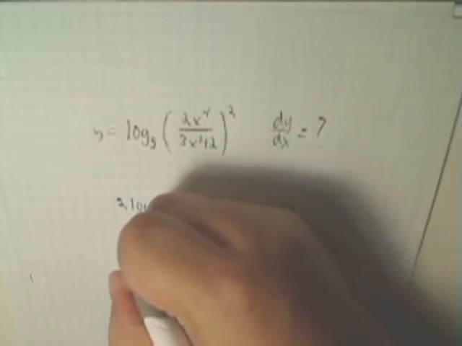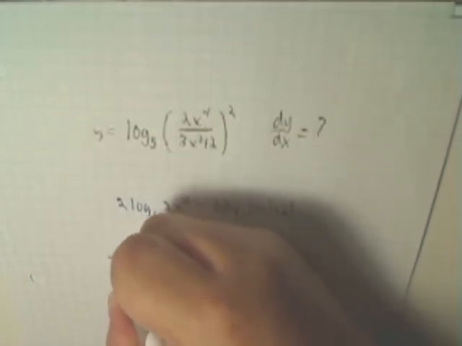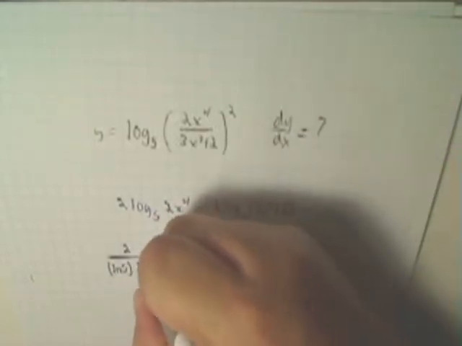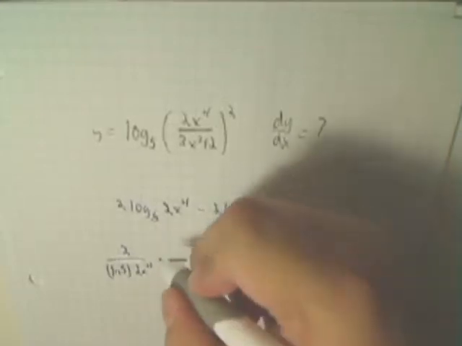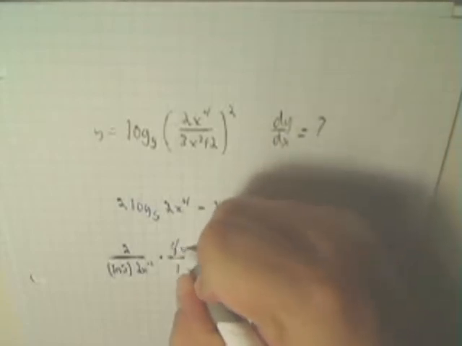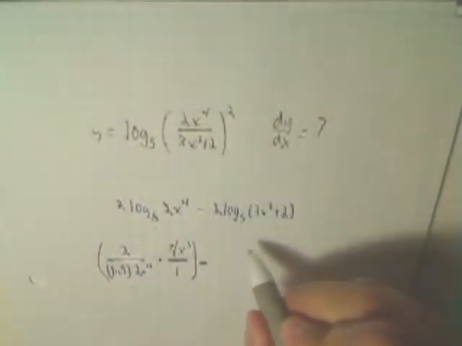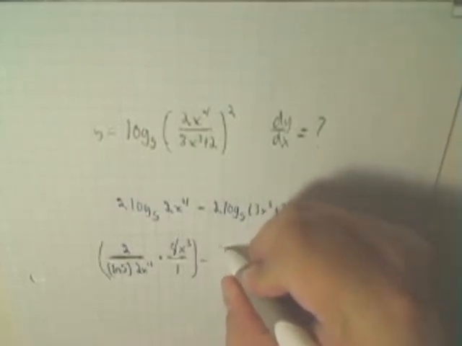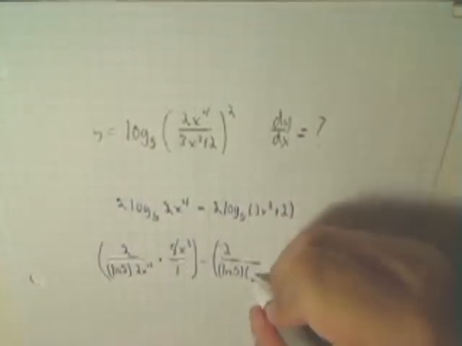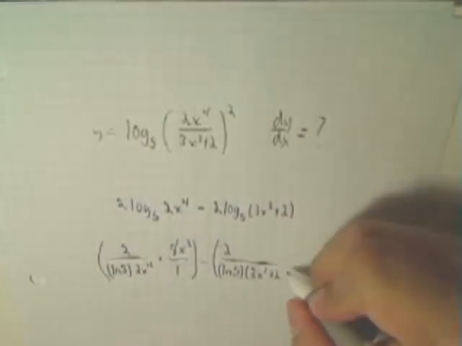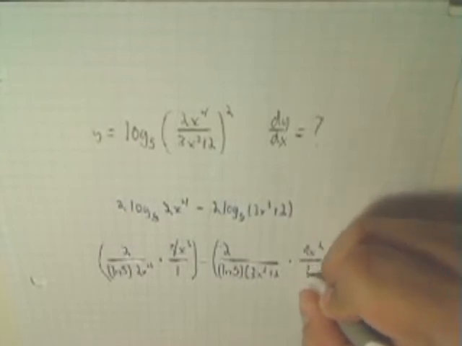So we end up with 2 over ln of 5 times 2x to the fourth times the derivative of the inside, which is 8x to the third, minus, now the second term, 2 all over ln of 5 times 3x to the third plus 2 times the derivative of the inside, which is 9x squared over 1.